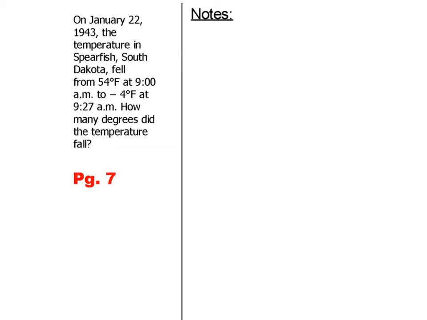The temperature. So we've got 54 degrees. We've got -4 degrees. When it says how many degrees did the temperature fall, what kind of problem is it? Subtraction. So it started at 54 degrees. It dropped a certain amount. And by the end, it was -4 degrees. It dropped a certain amount in 27 minutes. So the time isn't really important, right? Yeah, you're right, 27 minutes.